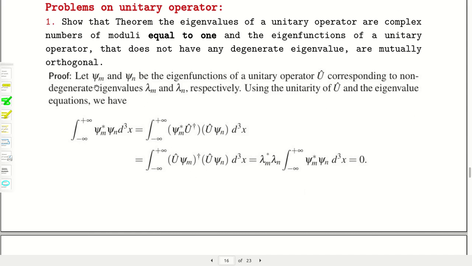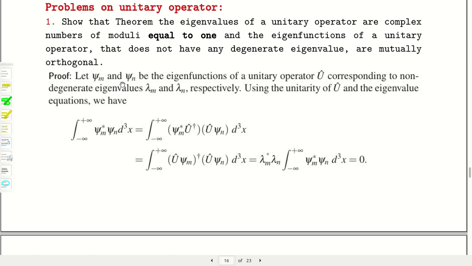Here psi n, another thing, yes: the eigenfunctions of a unitary operator don't have any degenerate eigenvalues, that is, the eigenvalues are different, so the eigenfunctions must be orthogonal. That should be proved.